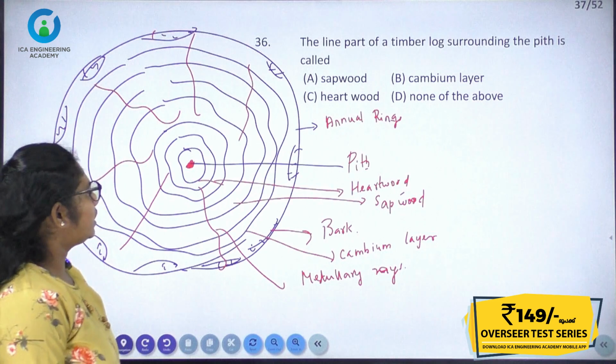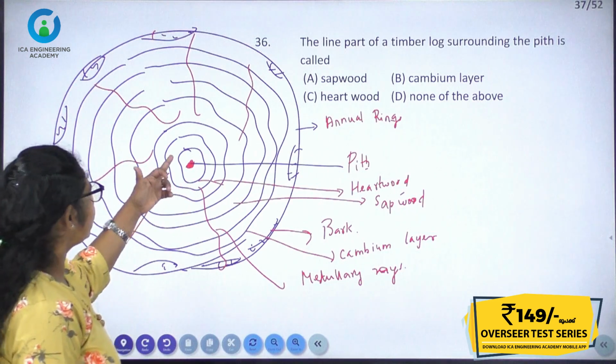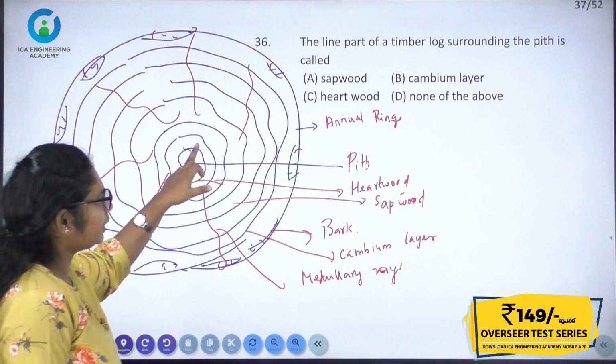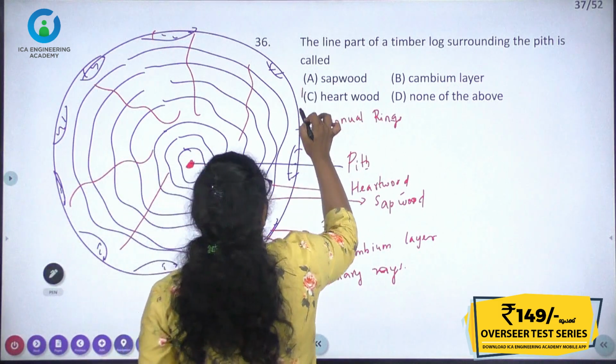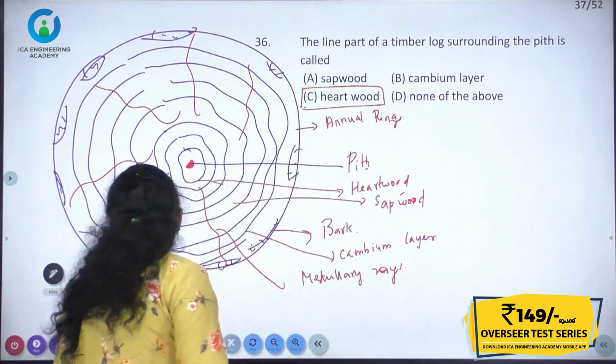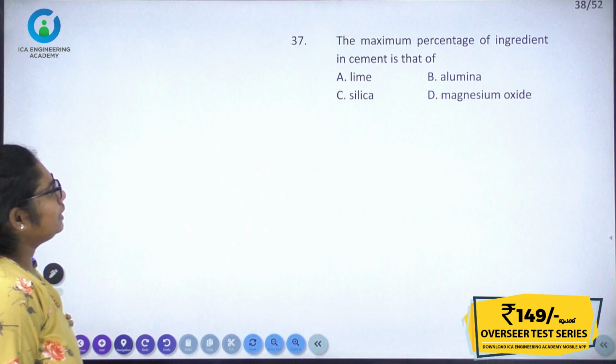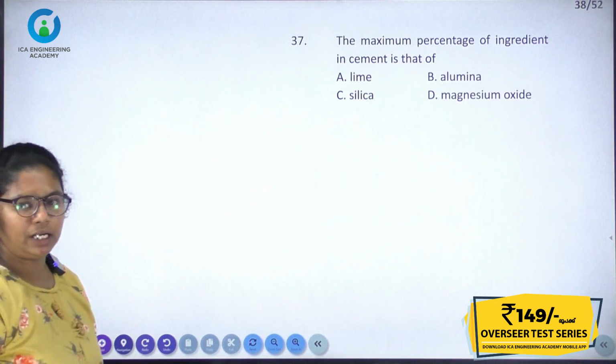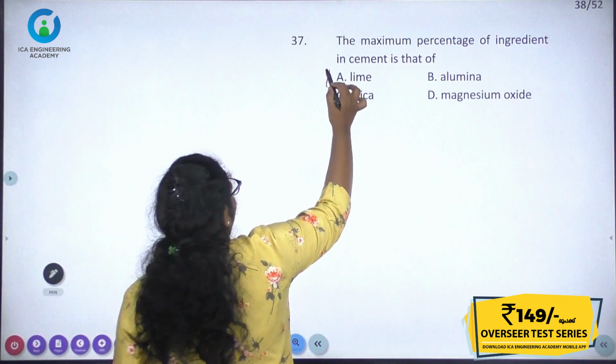In that, what is the question? The part of a timber log surrounding the pith. Surrounding the pith, which one is present? That is called heartwood. Next, the main ingredient of cement with the maximum percentage is lime.